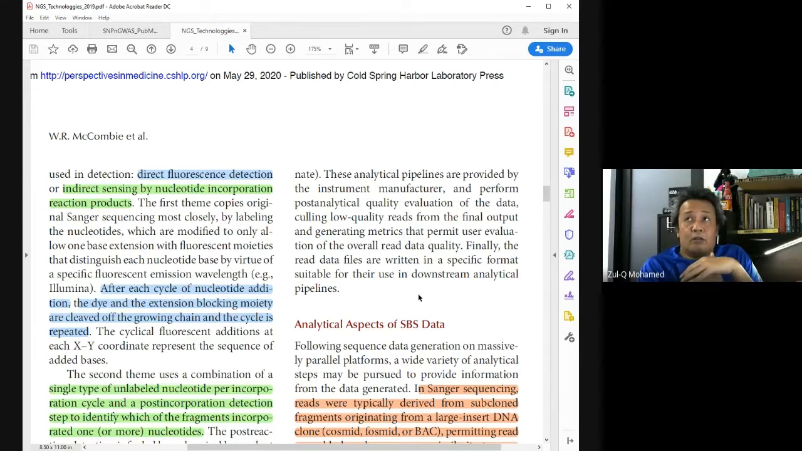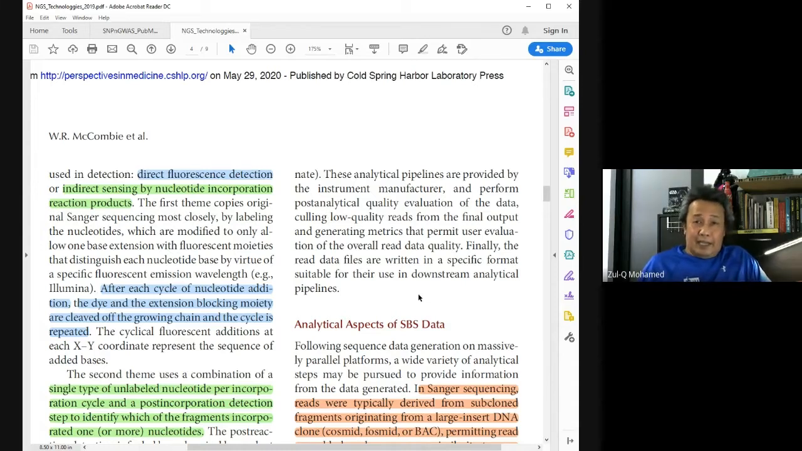Or you don't detect the nucleotide, but you detect the byproduct. When you need to detect the nucleotide, you have to see which nucleotide is being added: A, T, G, and C. Each is given a different fluorescence color, such as green, yellow, red, or blue, so it can read that.